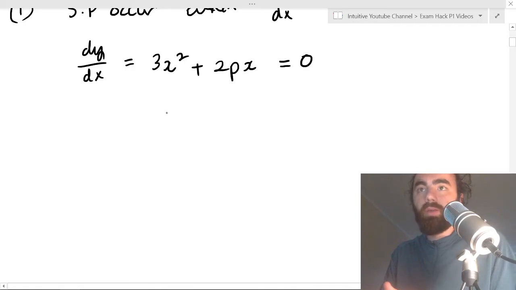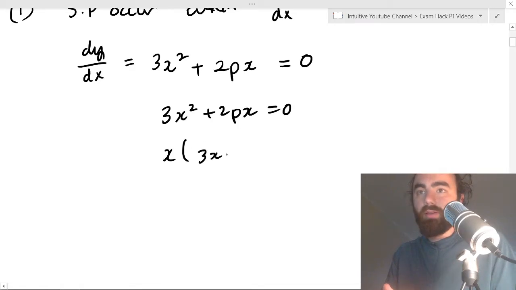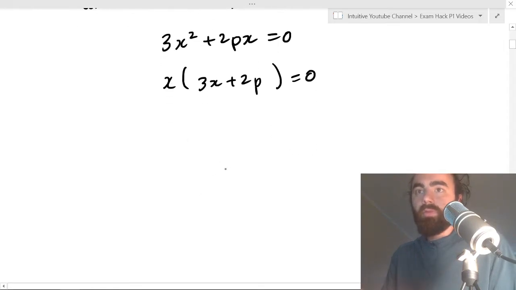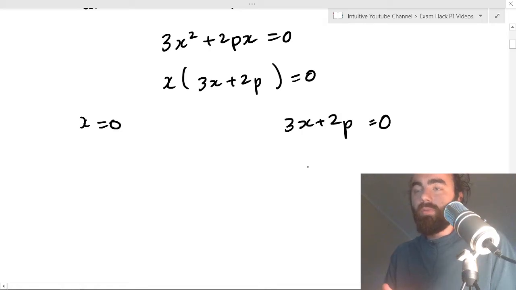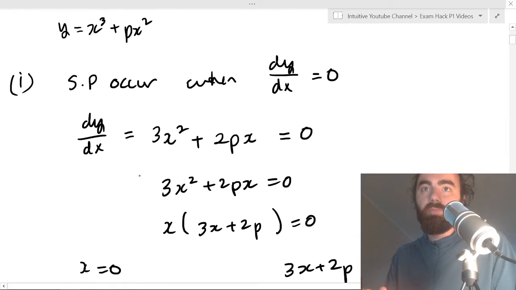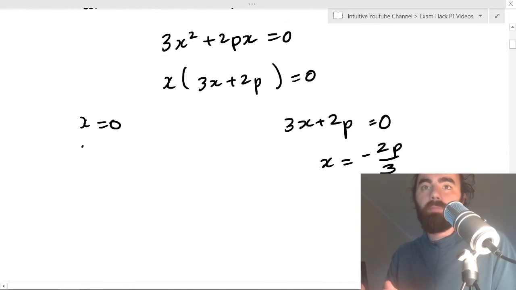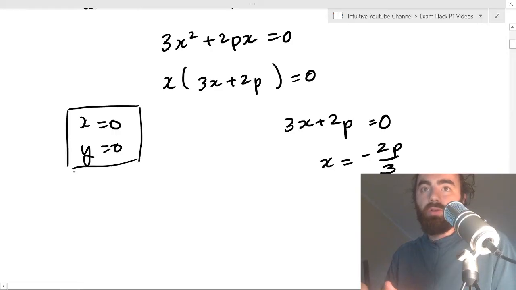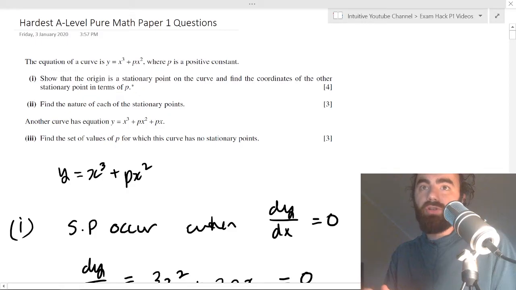Well, we get 3x squared plus 2px equals 0. Now if we factor out x here, we get x times 3x plus 2p equals 0. One of our solutions will be when x equals 0, and another will be when 3x plus 2p equals 0, which gives us x equals minus 2p over 3. So we've got 2 solutions there. Then if we substitute x equals 0 back into our curve to get the y, we just get y equals 0. So that shows that one of the stationary points is the origin.